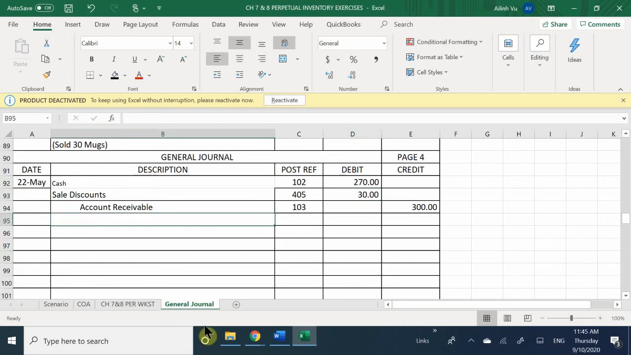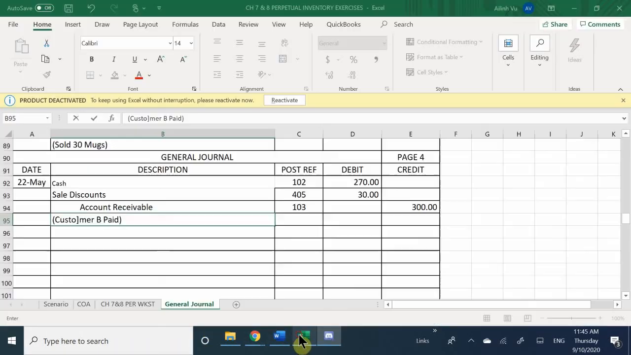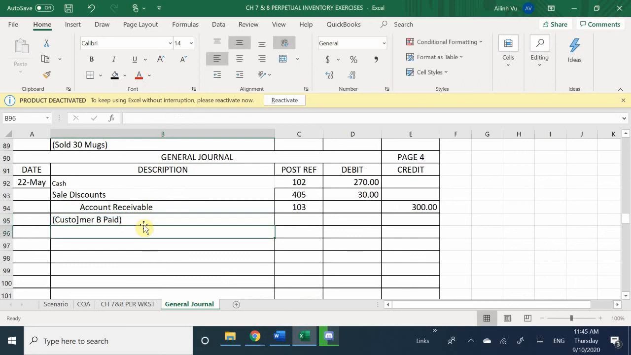And in this case, I'm also going to do a little indicator that the customer has paid. Oh, that is not what I want. Okay, so there we go. All right.